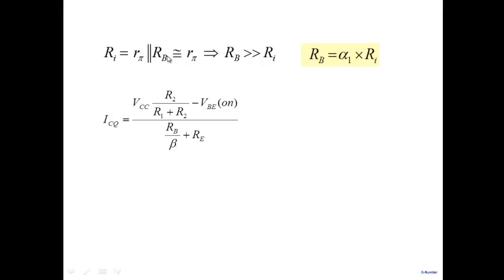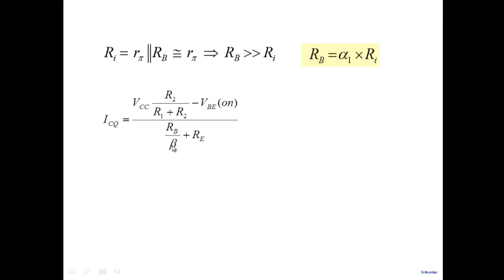Normally, one may choose RB much larger than R pi here, and therefore one would like to make RB, as I said, much larger than Ri. It depends on your choice: RB is some alpha 1 times Ri here. If I look at this current equation, we know that I want my design to be insensitive to beta. We'll come to that point a little later on.